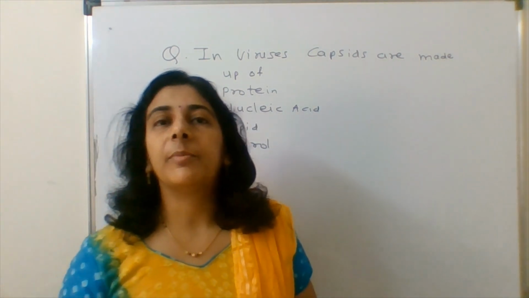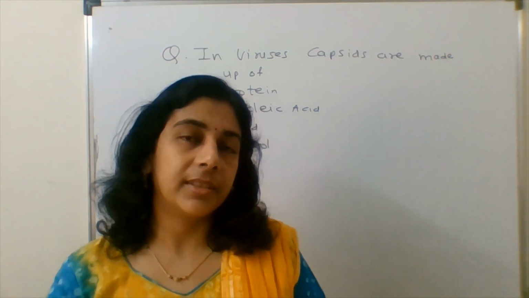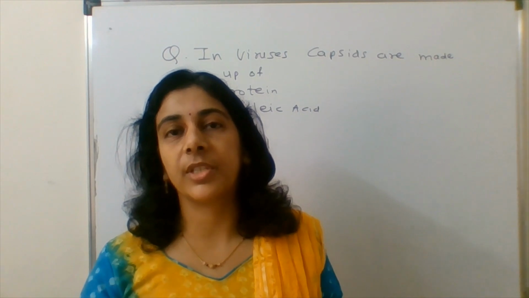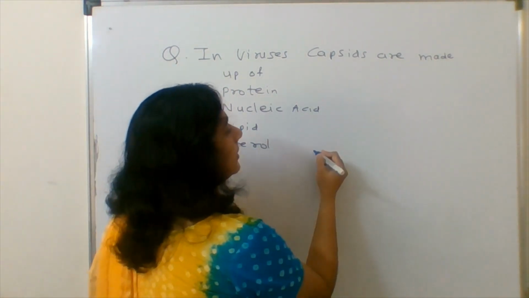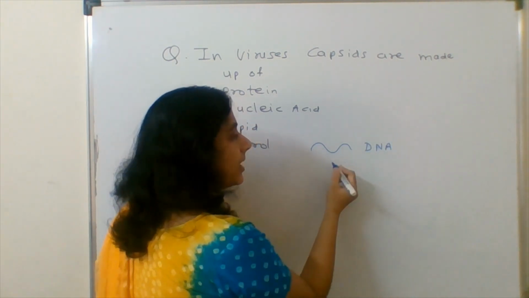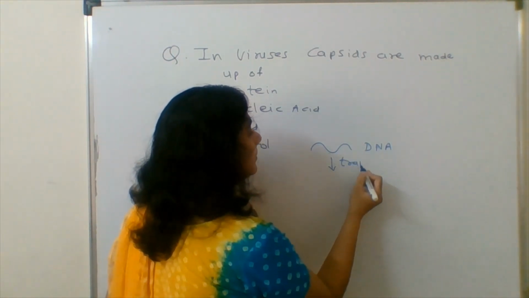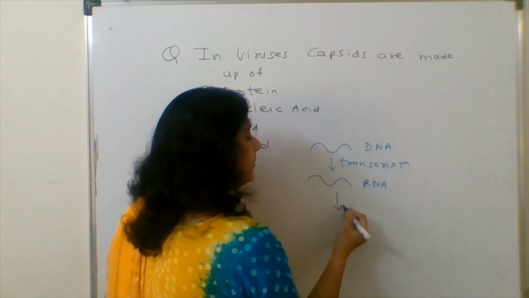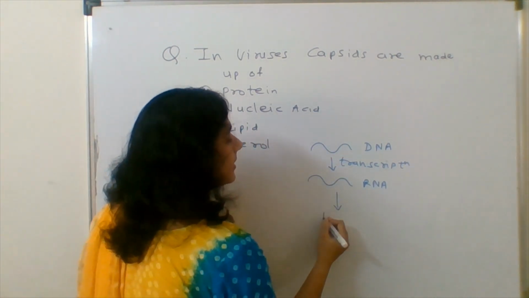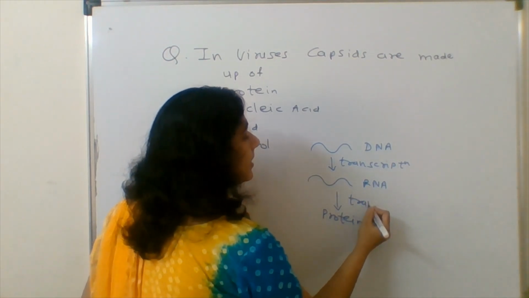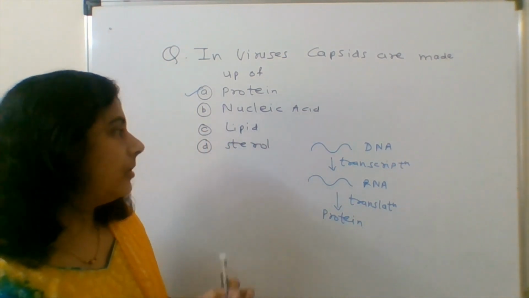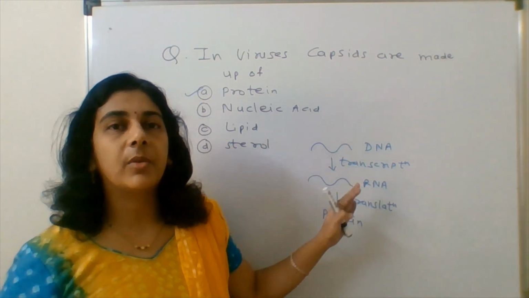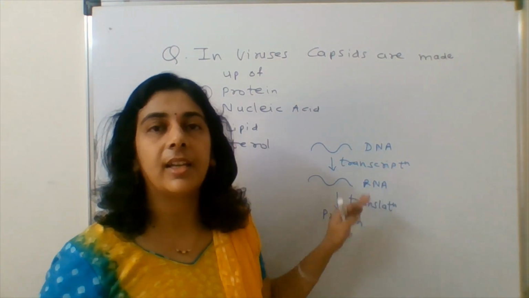All of us know that for protein synthesis, we need a DNA, and from the DNA, using the process of transcription, RNA can be synthesized. Further, using RNA, protein can be synthesized. This is known as translation. So for the synthesis of protein, there is a need of DNA and RNA, and certain proteins are required for the synthesis of this RNA as well as protein.